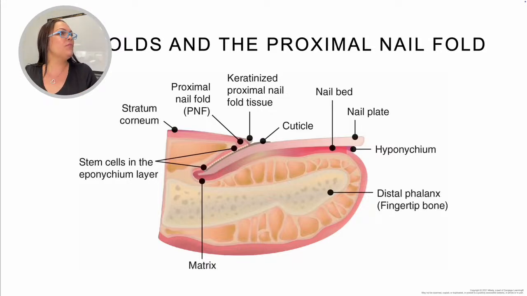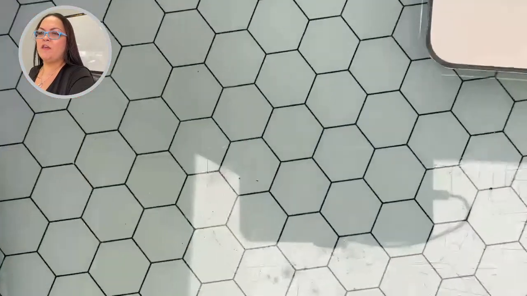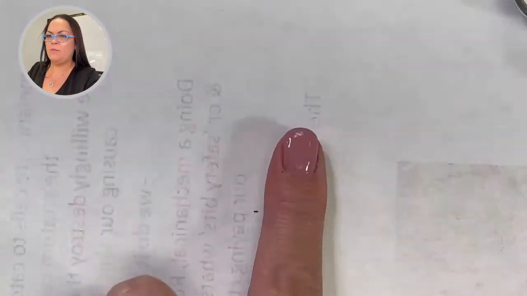Now, the proximal nail folds. You guys have heard me use this phrase before. I'm sure you're probably like, what is she talking about? Because y'all hadn't really had this chapter yet. But the proximal nail folds, they are the nail, we're going to just talk about the nail folds in general because there's more than just the proximal nail folds, all right? The nail folds in general are this skin that goes around your finger, all right? So let me zoom in on my finger here so you guys can see what I'm talking about, okay?